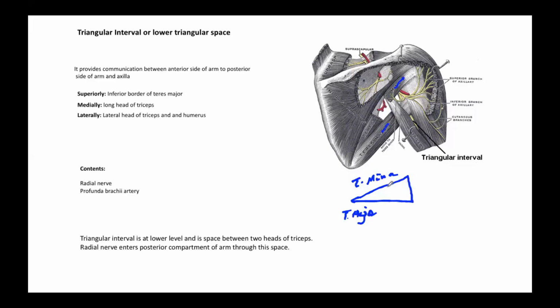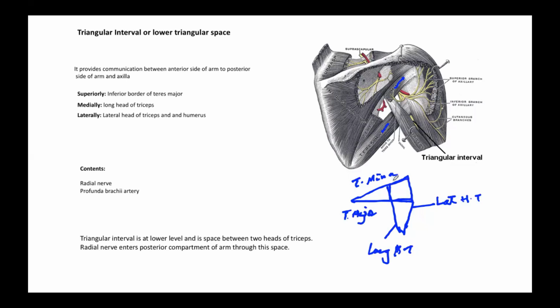Then we draw two vertical lines here, and these lines will also join at the end and make it triangular. Both these lines are triceps heads. This is the lateral line, the lateral head of triceps, and this is the long head of triceps. So we can see it makes four compartments. This is the quadrangular space.